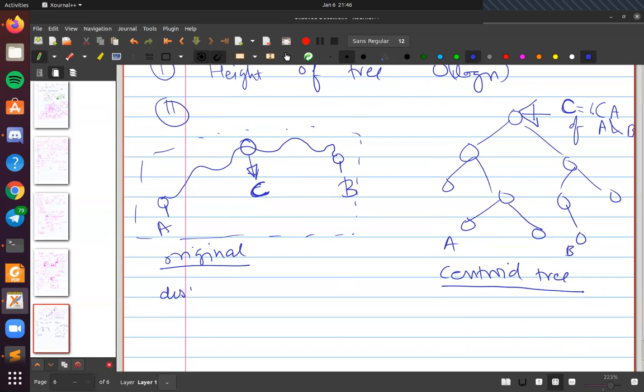So I can write the property like distance of A comma B is distance of A comma C plus distance of C comma B. So C will be present in between in the original tree. So this is the claim, I will prove it. So is the property clear?